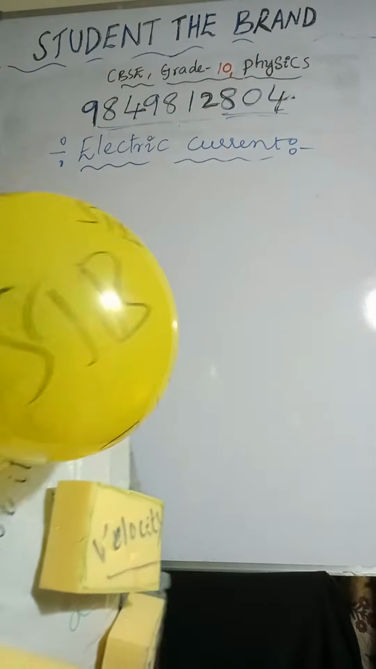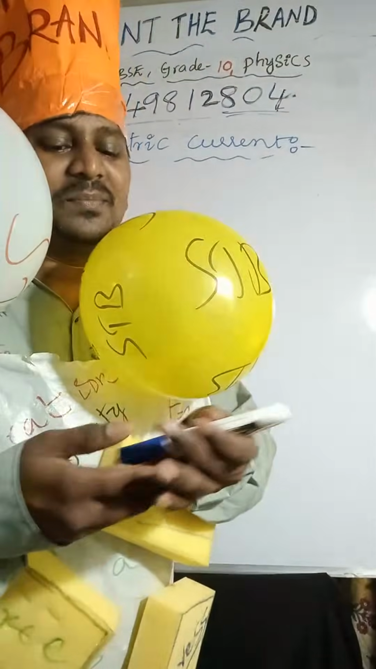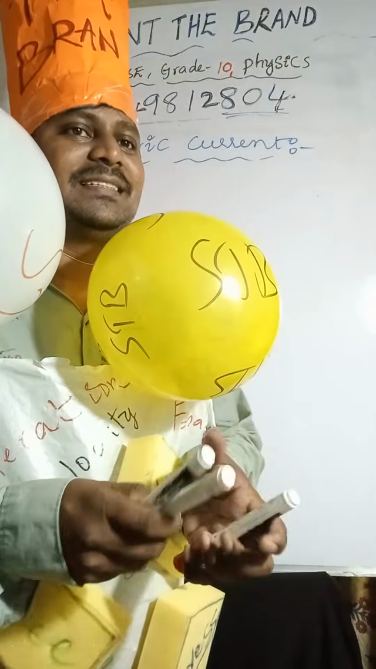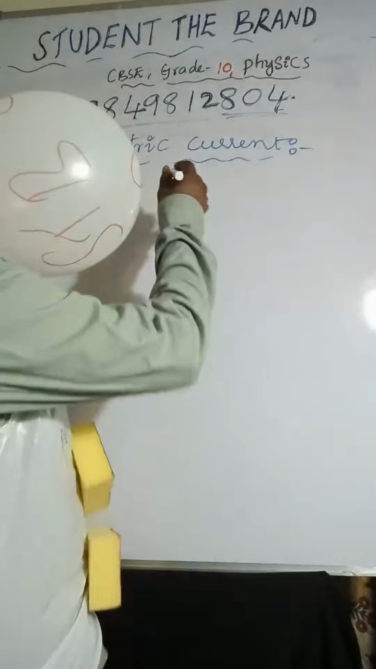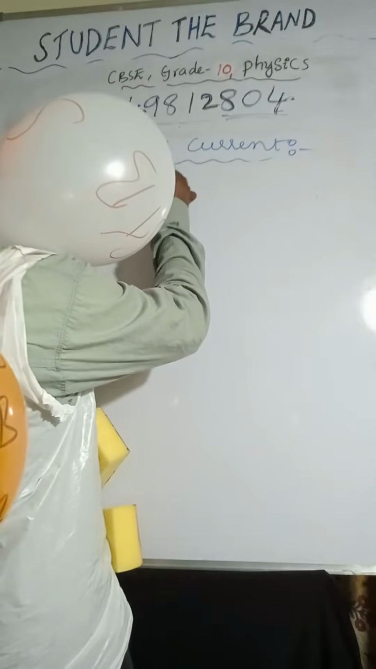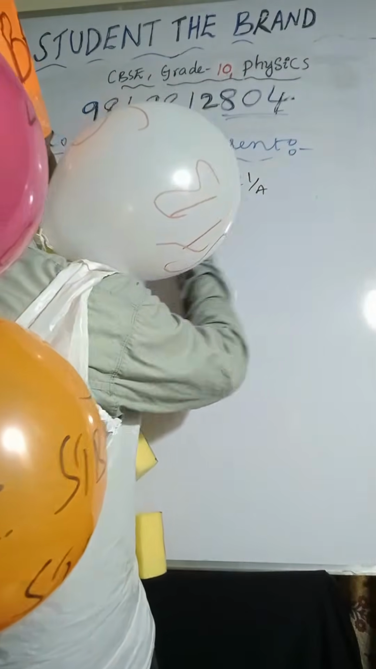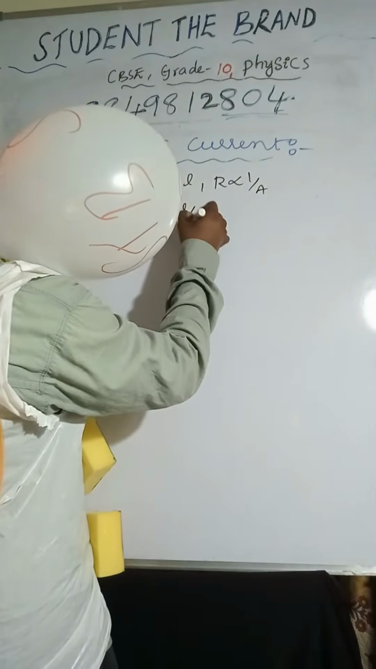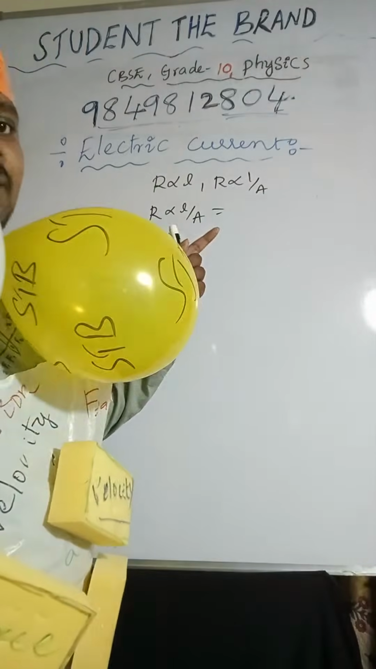Resistors are connected in series combination and resistors are connected in parallel combination. Now we will discuss. R is directly proportional to L. R is inversely proportional to the area of cross section. So R is directly proportional to L by A. R equal to rho into L by A.